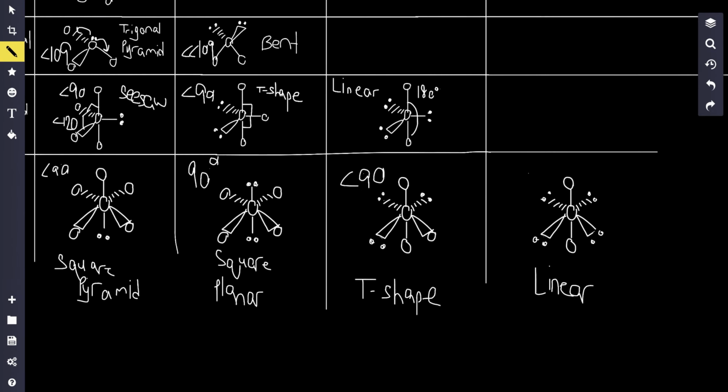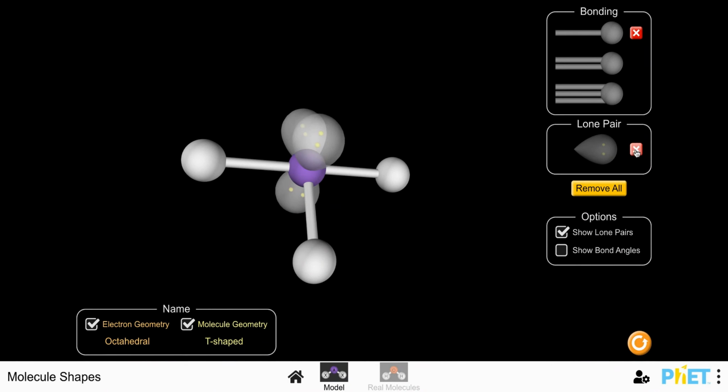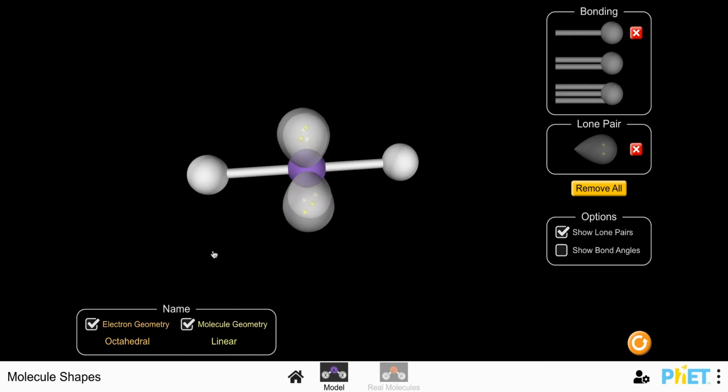And finally, last but not least, the linear structure. All these 4 lone pairs right over here, their repulsion effects also cancel each other out. And ultimately, the bond angle between these 2 atoms is just going to be 180 degrees. All right, and there we go. Just to show you guys. Boom. Linear.